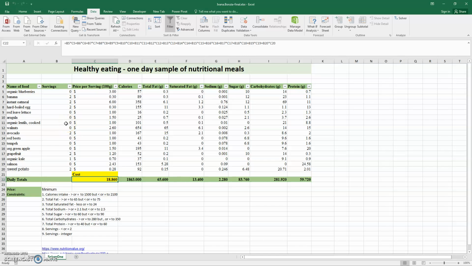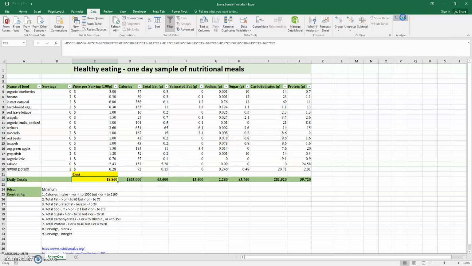The purpose of Solver or the spreadsheet is to find out what would be the minimum cost and the highest nutrition chosen from these foods, and what would give us the calories which would be optimal, which is between 1500 and 2100. So I had to set up certain constraints.